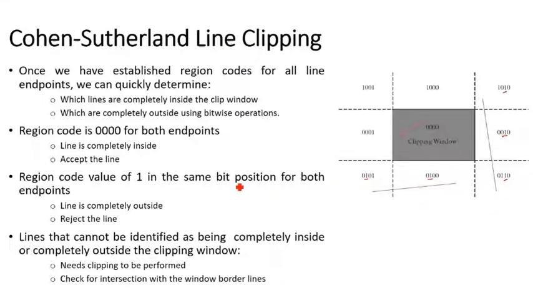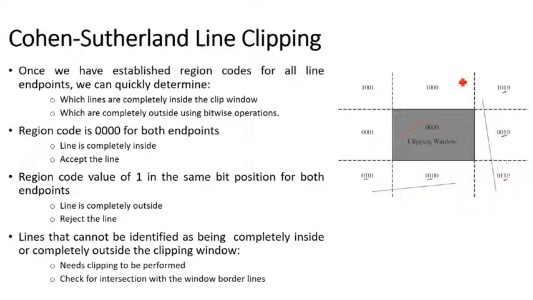So now, if 1 is in the same bit position for the endpoints, basically, if both the endpoints have the same bit position set, then I can easily tell that my line is completely outside the window, and I can reject my line because it is outside. I don't have to draw it in my clipping window. That's why I reject this line.